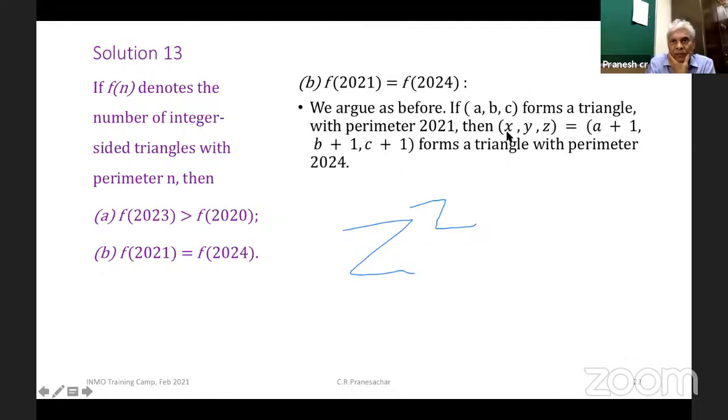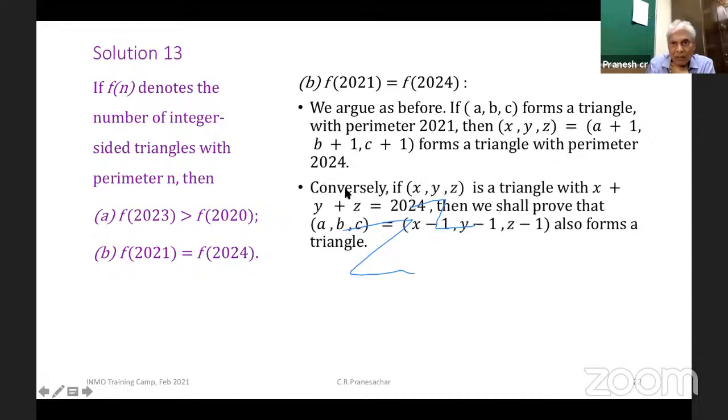We argue as before to say that there are at least as many triangles with perimeter 2024 as there are with perimeter 2021, because if you take a triangle with perimeter 2021 and add 1 to each, you will get a triangle with perimeter 2024. Conversely, if you take a triangle with perimeter 2024, you should always prove that x minus 1, y minus 1, z minus 1 also forms a triangle. So how do you do this? You have to prove that the triangle inequality is in fact satisfied here.